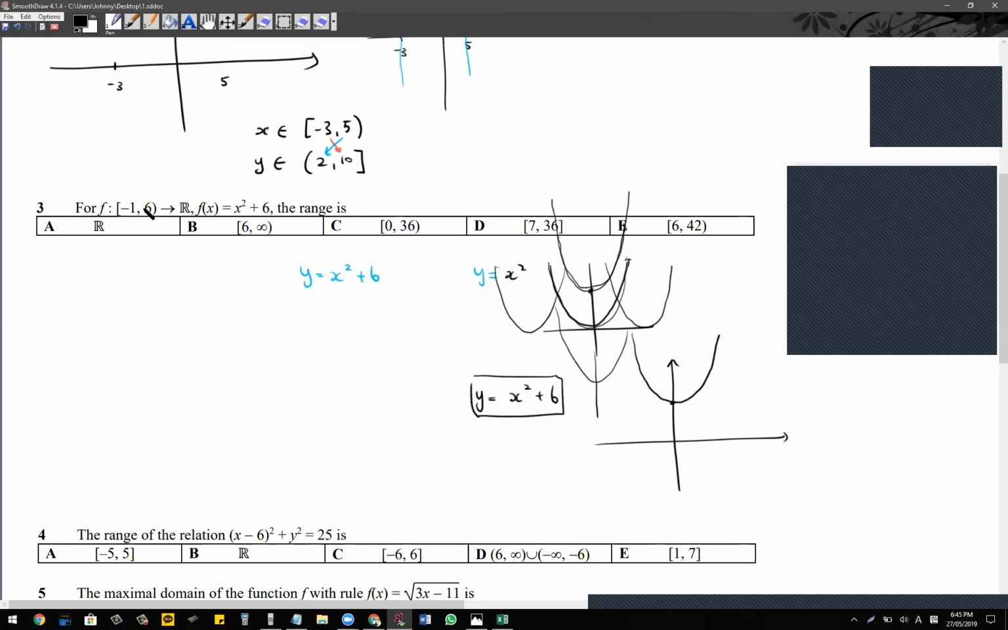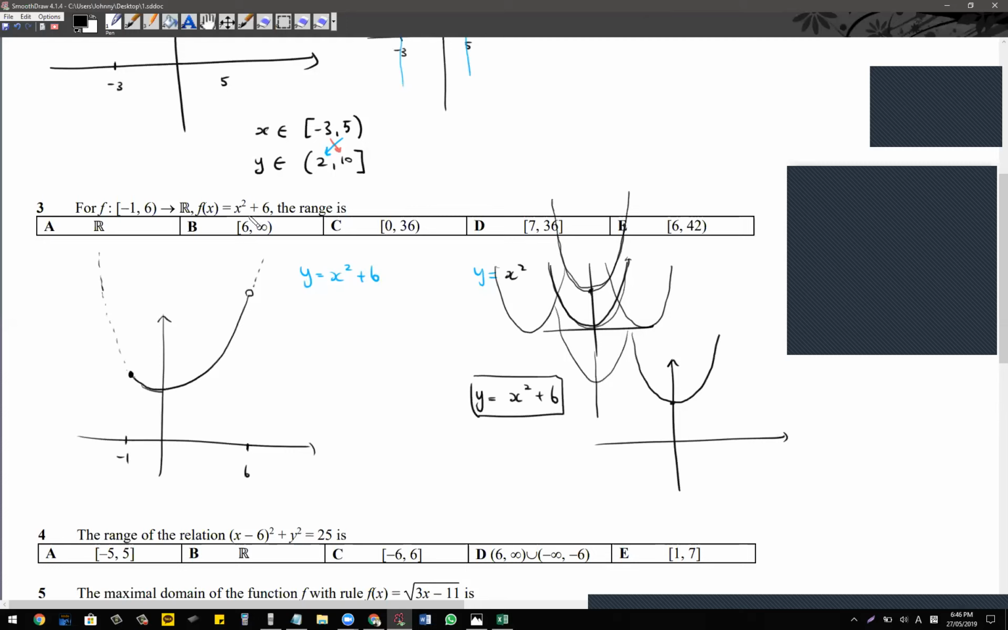Now the domain is -1 to 6. So let me draw this again. So I think it's going to go like that and like this. This one is -1. This one is 6. We don't draw this part. We only draw from here to here. And that's including that number there, and this one is excluding that number there. Does that make sense to you? So of course it keeps on going up like that, but we are only restricting the domain to just here to here.